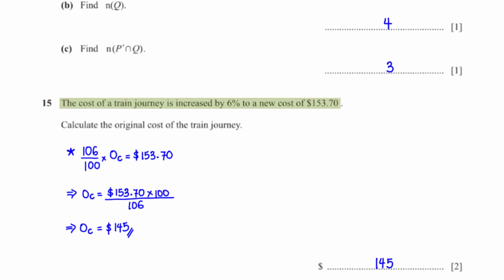The cost of a train journey is increased by 6% to a new cost of $153.70. Calculate the original cost of the train journey. Since the new cost is a 6% increase on the old cost, we have 106% of the old cost equals $153.70. When we make OC the subject, this is what we have. When we type this into the calculator, we get $145.